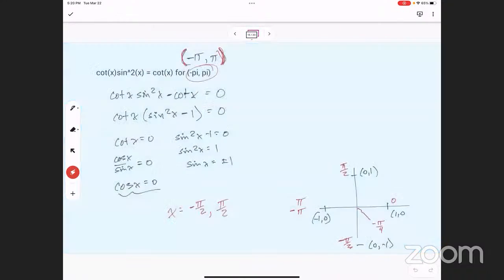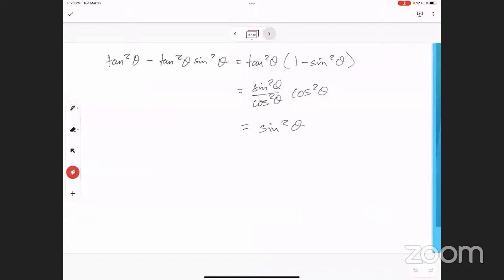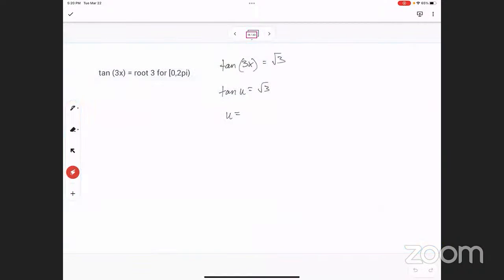Now, to be safe, let's write both of them down. So it's pi over 3 and 4 pi over 3. But remember, we're not solving for u. We're solving for x. So plug in, what was u again? No, u was 3x. Oh, look at what I did there. So I should have written, let u equal 3x. Got it?